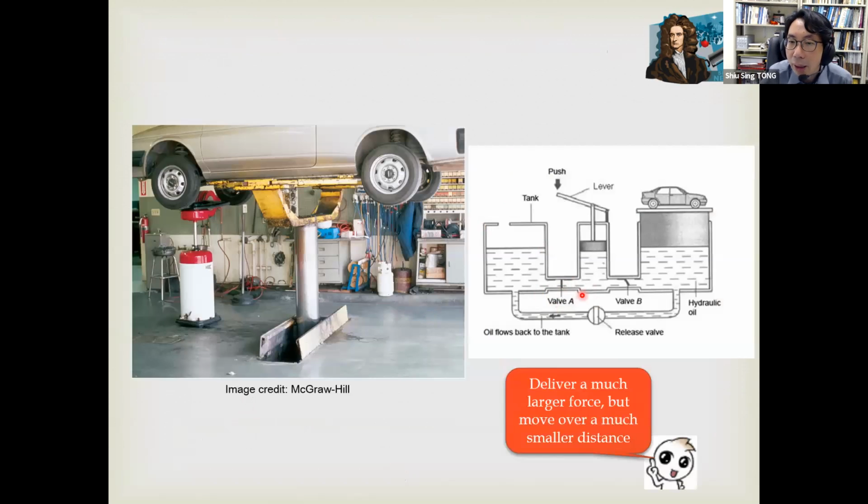Now this is a schematic diagram of a hydraulic press. It actually works like this, and this is a real thing used to lift up a car. So I deliver a much smaller force but move over a much larger distance.